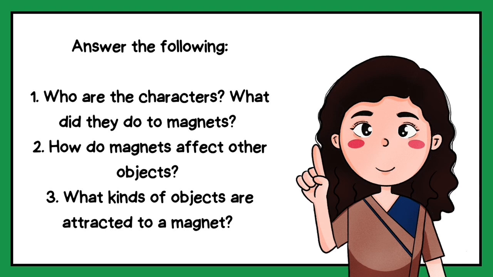Now let us answer the following. Number 1. Who are the characters? What did they do to magnets? Number 2. How do magnets affect other objects? And number 3. What kind of objects are attracted to a magnet?